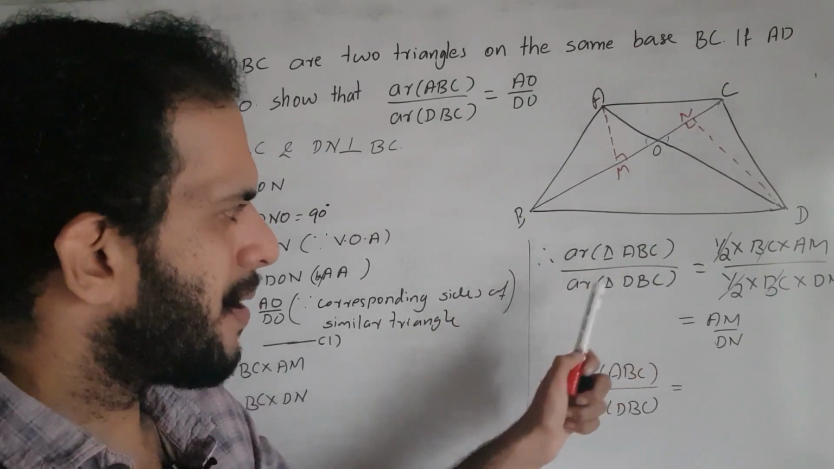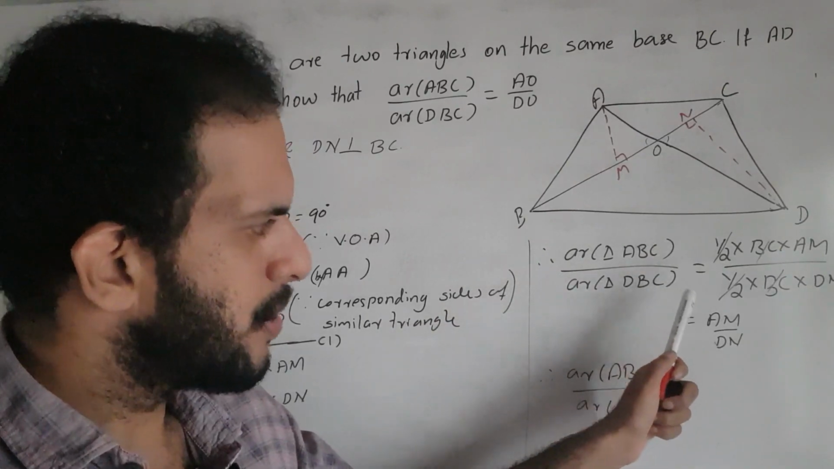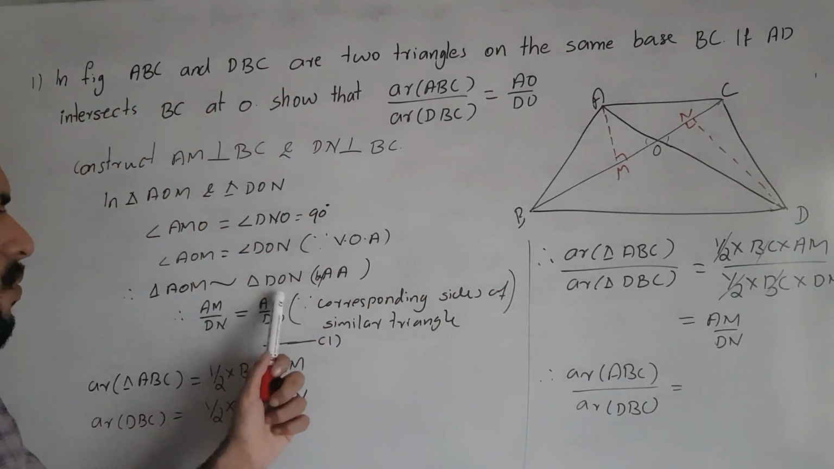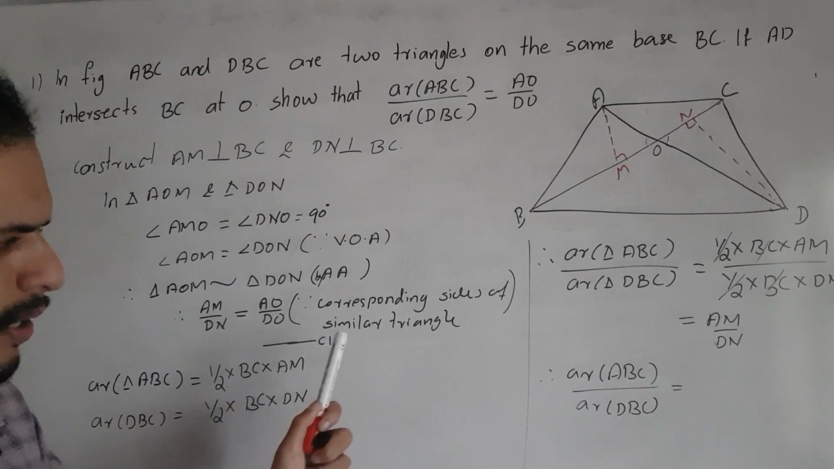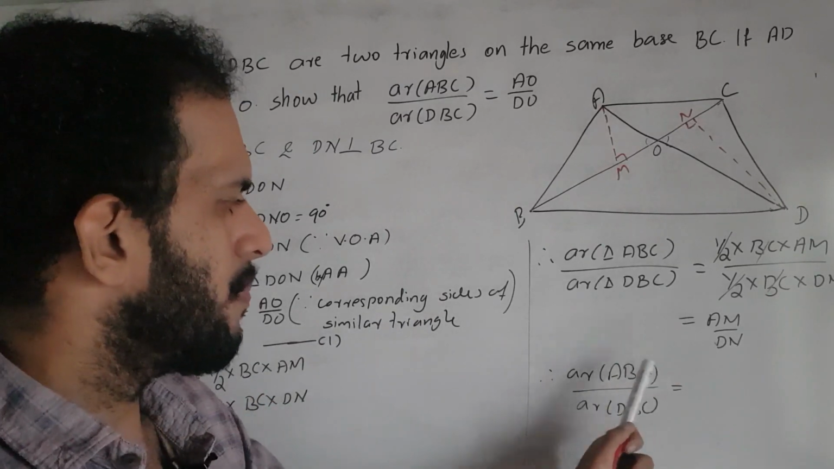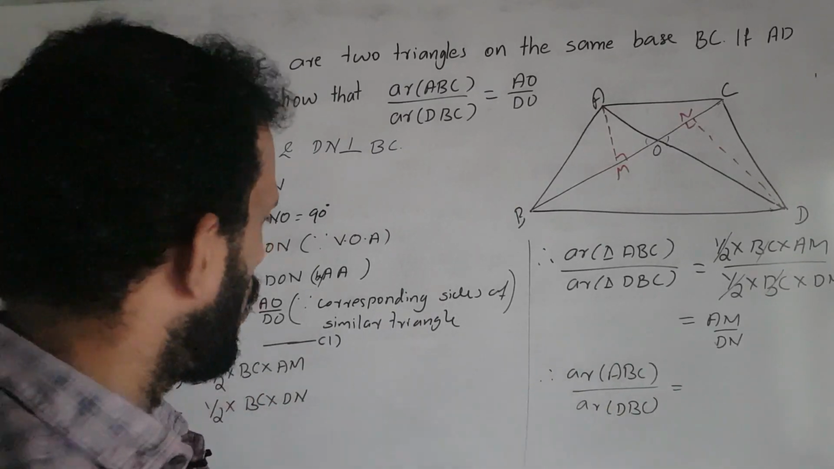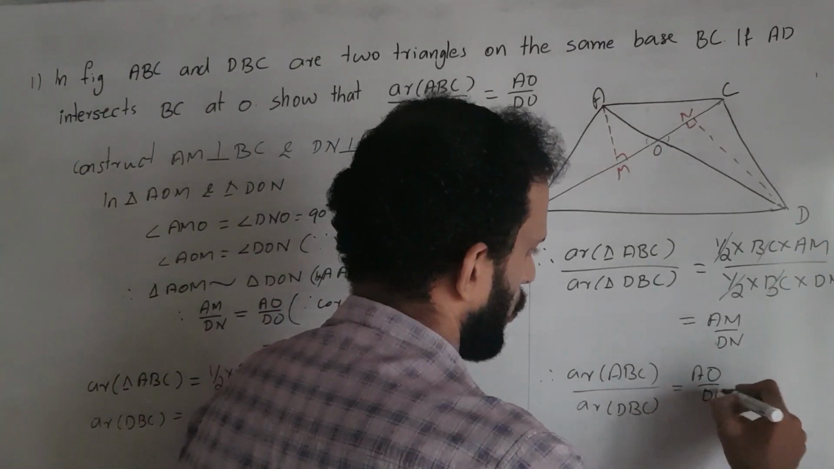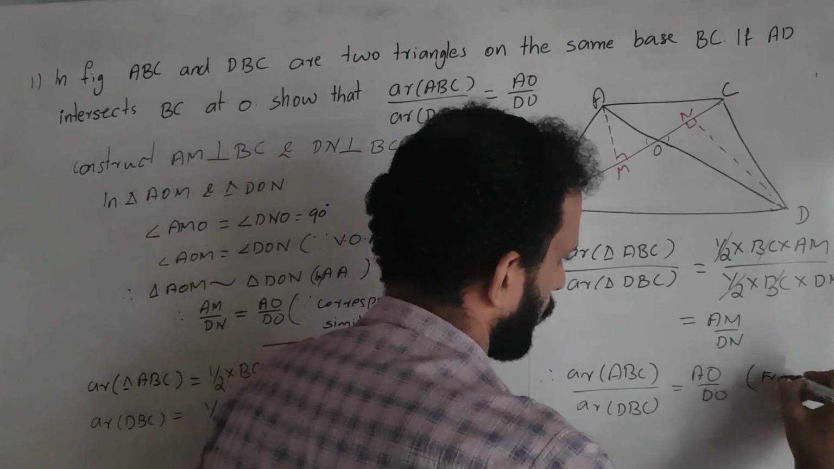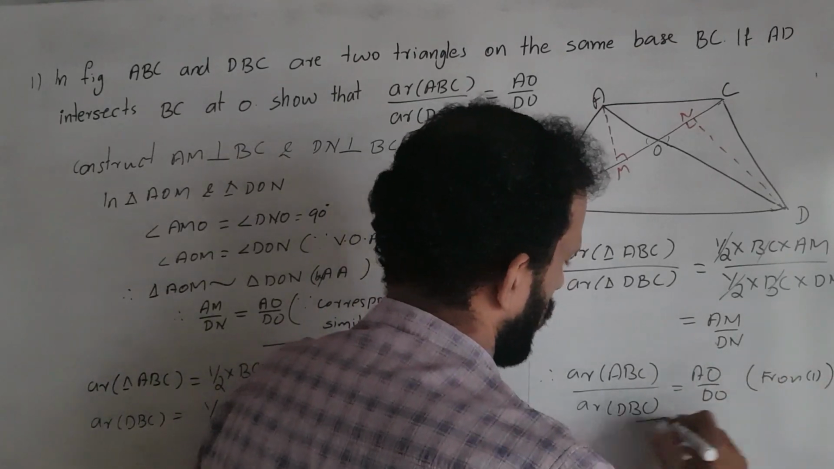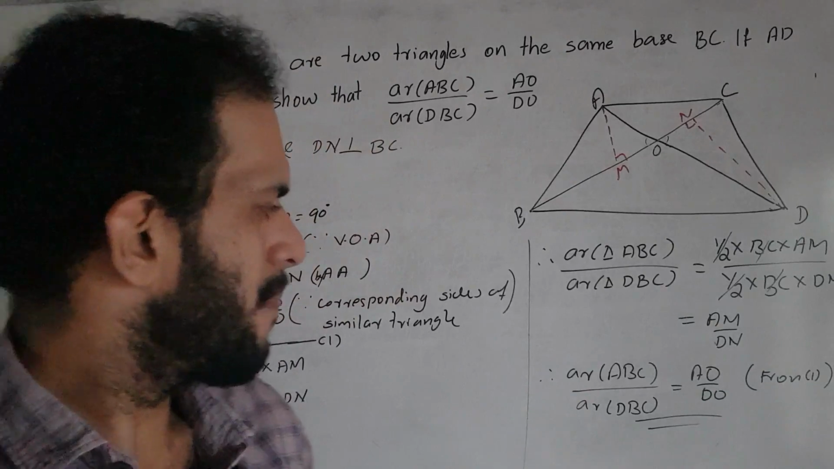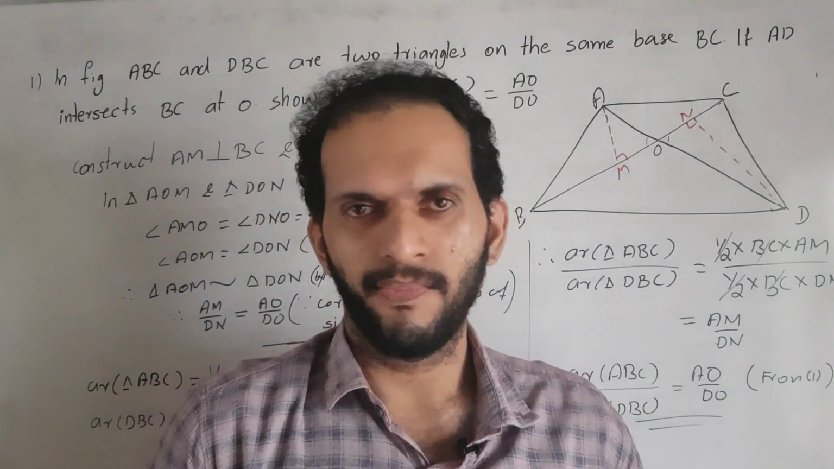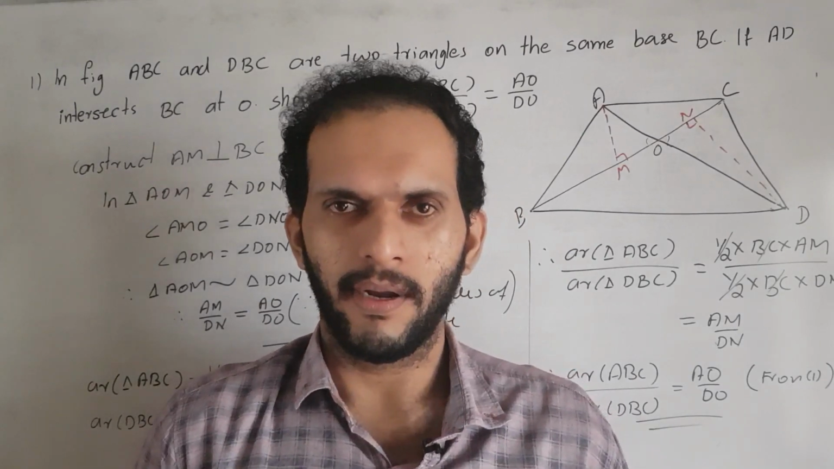Area of ABC by area of DBC is equal to AM by DN, and AM by DN is also equal to AO by DO. So what is equal? Area of ABC by area of DBC is equal to AO by DO. How do we get it? From equation 1 we got the result. Area of ABC by area of DBC is equal to AO by DO. I think you got this idea.